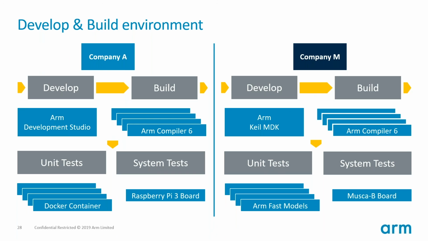For system tests, for company M, they would like a development board that's based in Cortex M space. Again, a lot of options, depends heavily on what your actual processor or development board and end product look like. But for company M, in this example, they're leveraging a Musca B development platform.